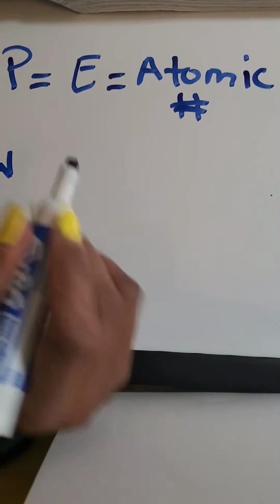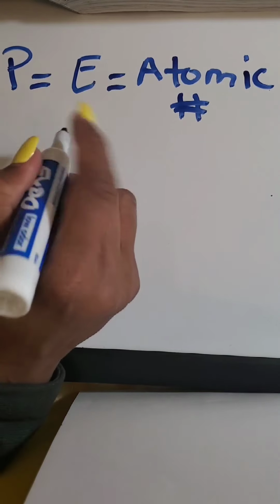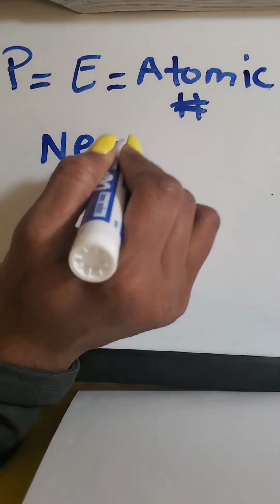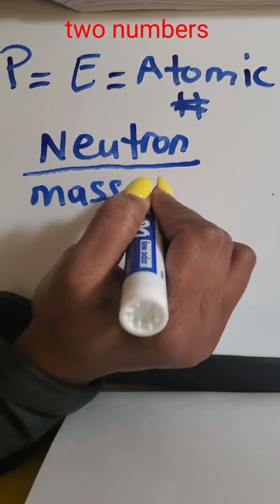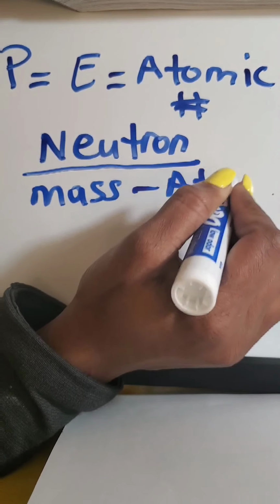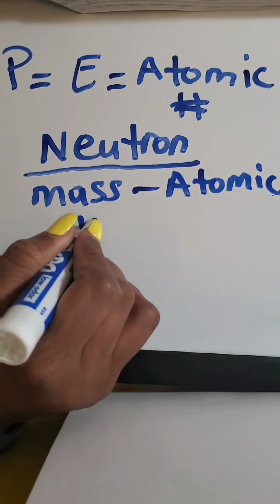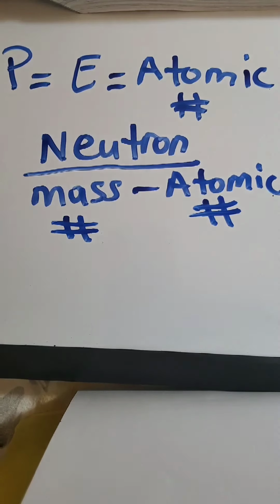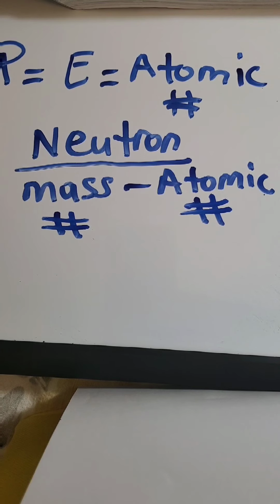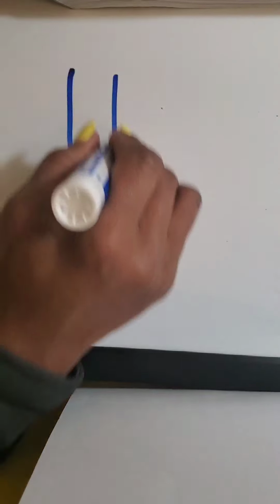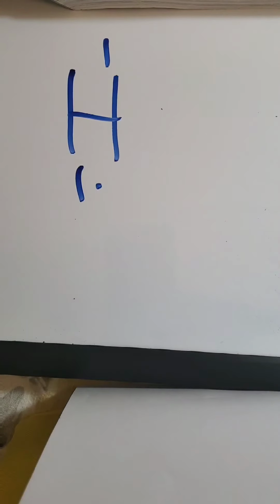So in order to find out the number of neutrons, however, we have to do a bit of calculation. We have to use the two numbers. So we have to subtract the atomic number from the mass number. And that will give us the number of neutrons in the nucleus of the atom. So let's apply that to some of our elements here. And remember that elements are made up of atoms.